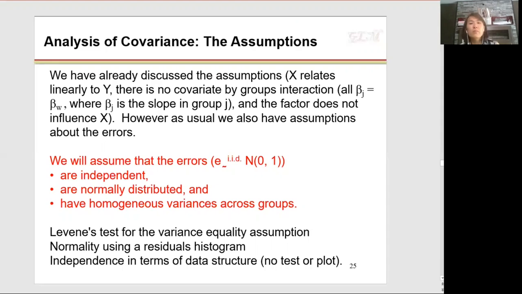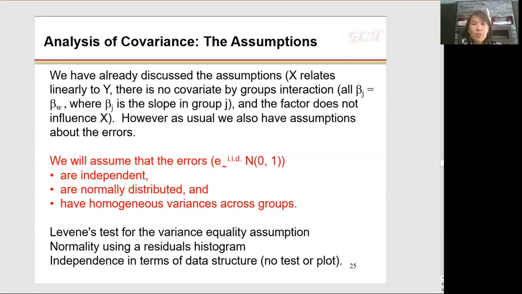All right. So summary, assumptions. We have already discussed the assumptions. X relates linearly to Y. There is no covariate by groups interaction, and the factor does not influence X. The X relates linearly to Y. There is no covariate by groups interaction, or beta J equals beta within, where beta J is the slope in group J, and the factor does not influence X.